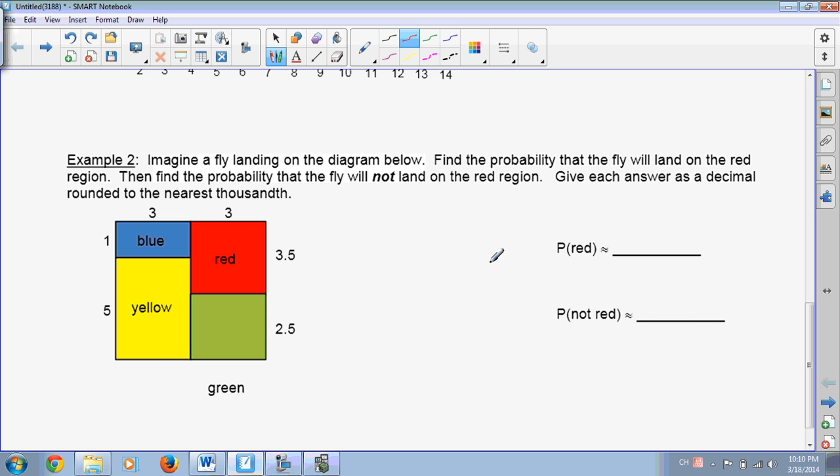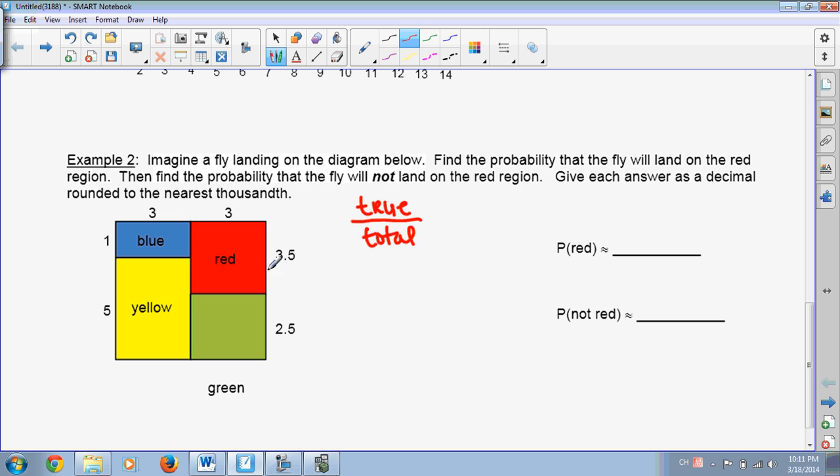Okay, so the first thing we're going to do is find the probability that the fly lands in the red region. So remember, what is true over the total? Well, in this case, what would make it true is if it landed in the red region. Again, this is an area, so we have to find the area of the red.